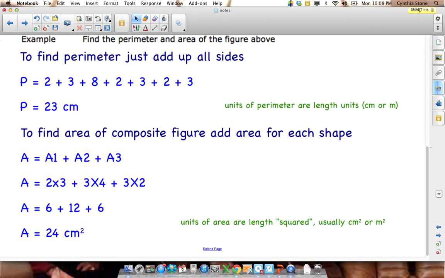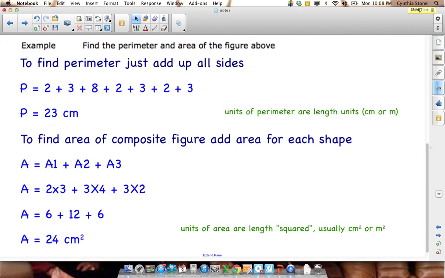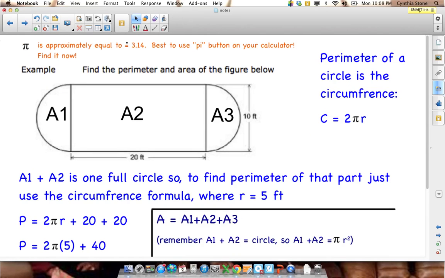And squared, like I said, it's usually centimeters or meters. If everything's given in centimeters, that's obviously centimeters squared. Okay, so that's just a simple example. If I've gone too fast, just pause, and then join me on the next example. This is a different shape, but find the perimeter and area of the figure below.